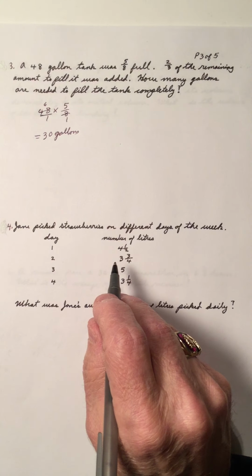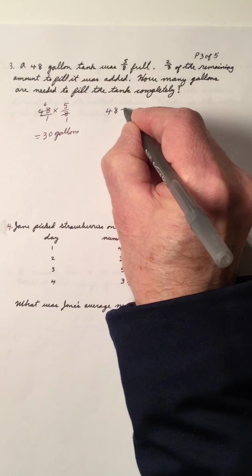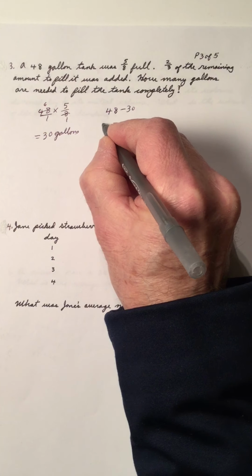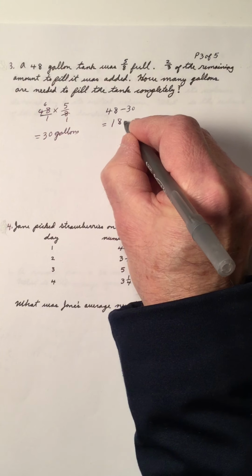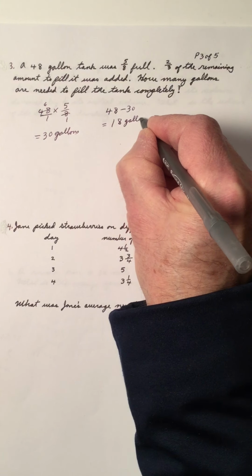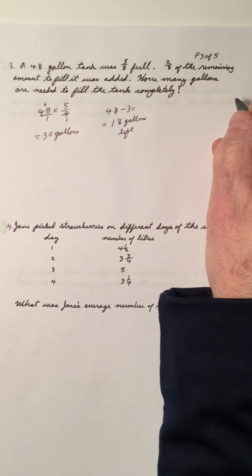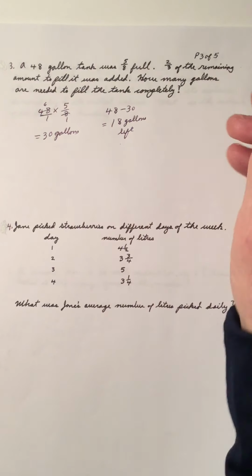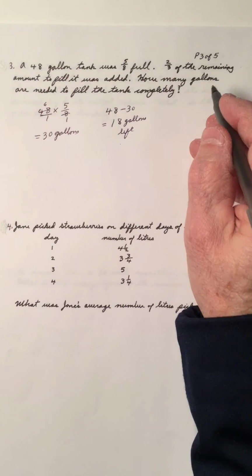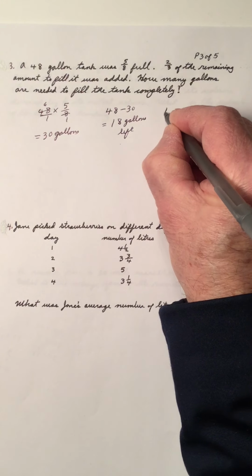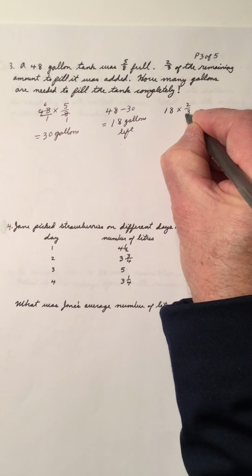So if it's 30 gallons in the tank, that means if it was 48 and now we have 30, by subtracting, we will get 18 gallons. So that's the number of gallons that's left to fill in the tank. It says 2/3 of the remaining amount is to be added. So if 18 is left to fill, 2/3 of that was added.